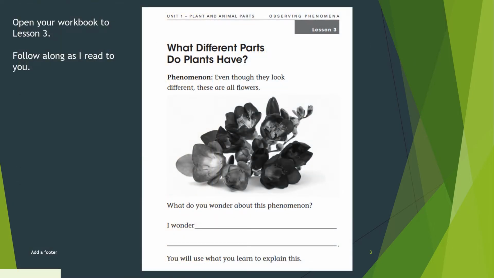Open your workbook to lesson 3. Follow along as I read to you. What different parts do plants have? Phenomenon. Even though they look different, these are all flowers. What do you wonder about this phenomenon? They started the sentence for you. I wonder blank. What do you wonder about this?